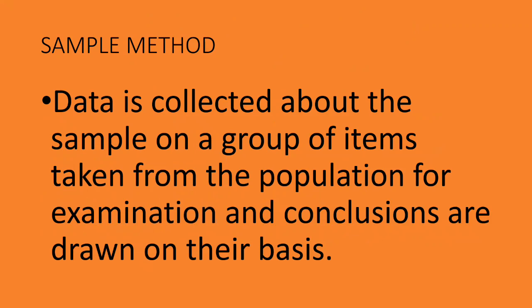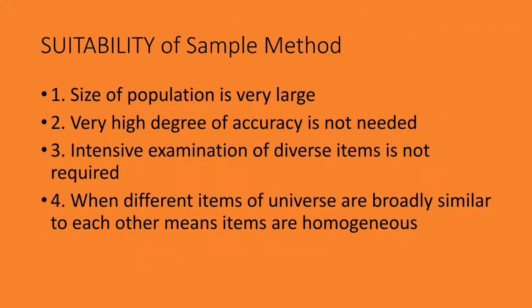Next method is sample method. Under this method, data is collected about the sample, a group of items. It means we are not collecting data from each and every person in the population, but collecting data from only a few persons as samples, and conclusions are drawn on the basis of their examination.